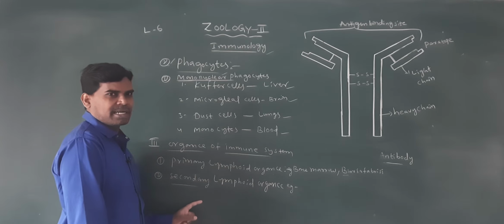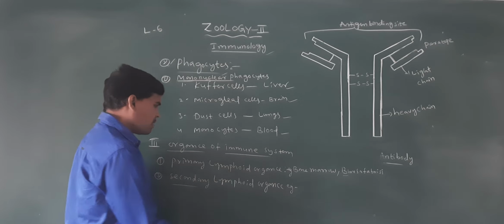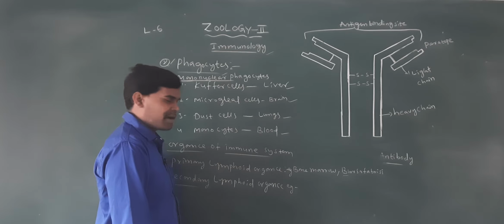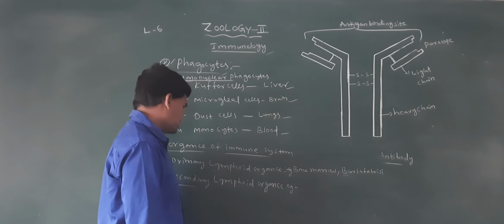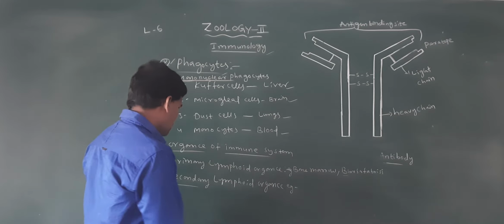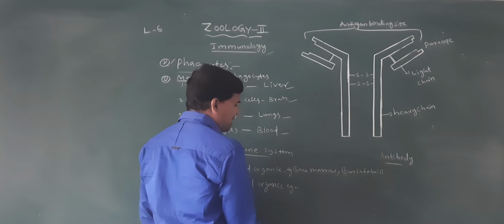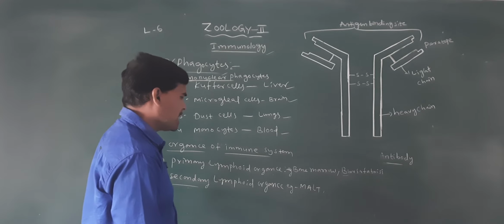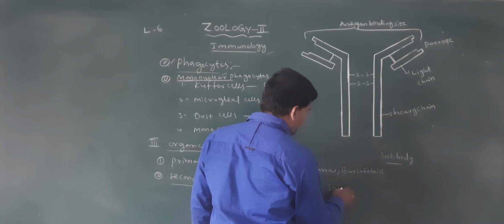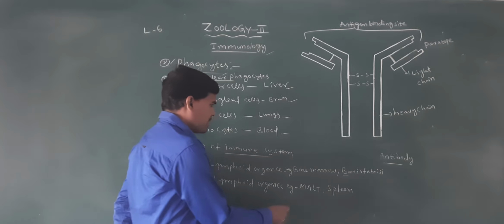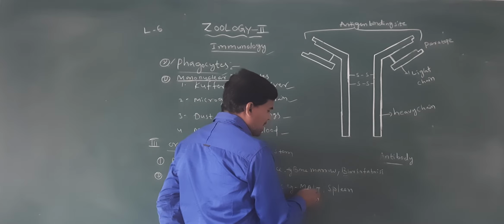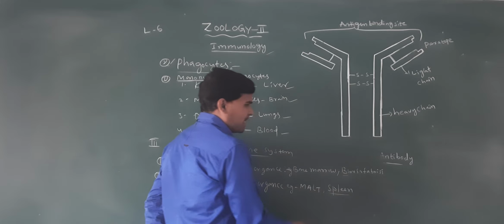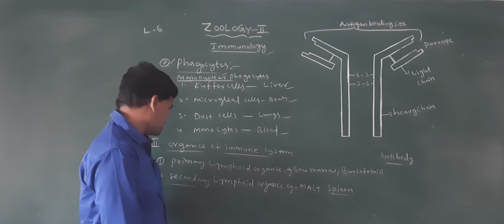Next, secondary lymphoid organs. What are the secondary lymphoid organs? The place where matured cells carry out their functioning is called the secondary lymphoid organ. MALT means mucosa associated lymphoid tissue. Next, the spleen and Peyer's patches. These are called secondary lymphoid organs.